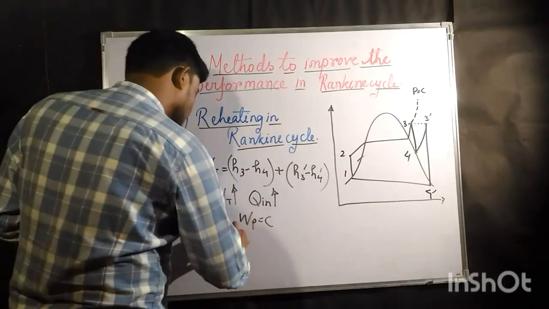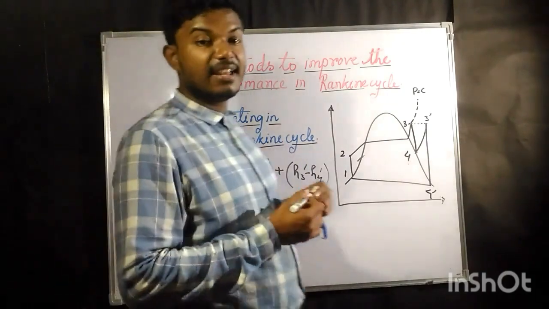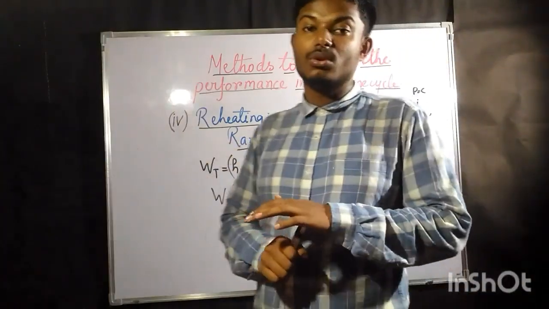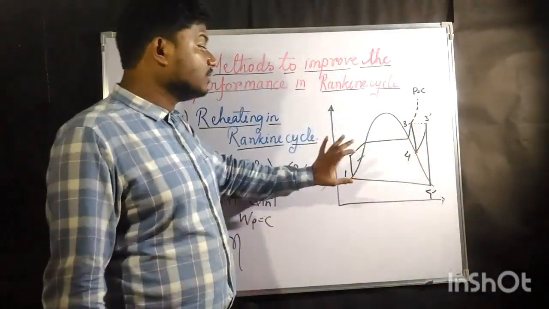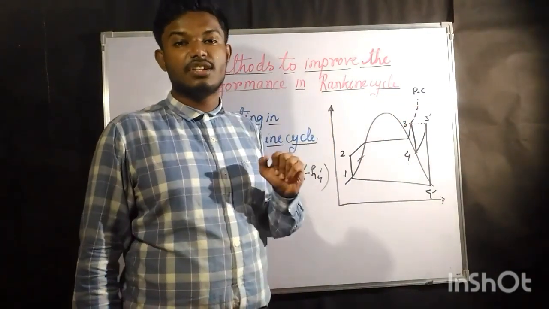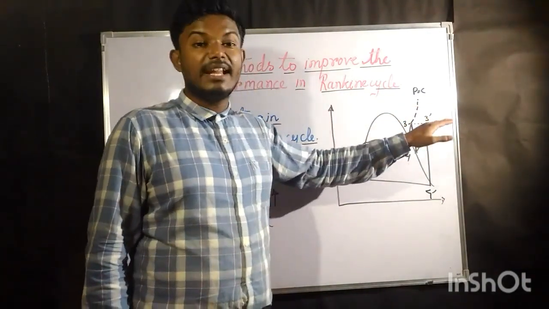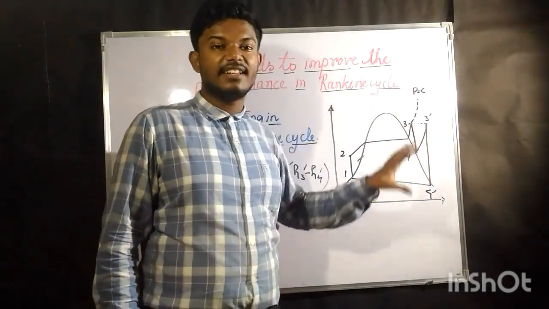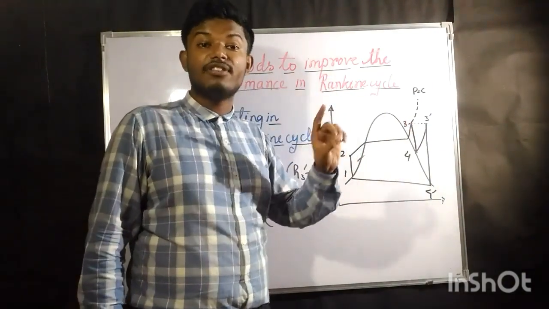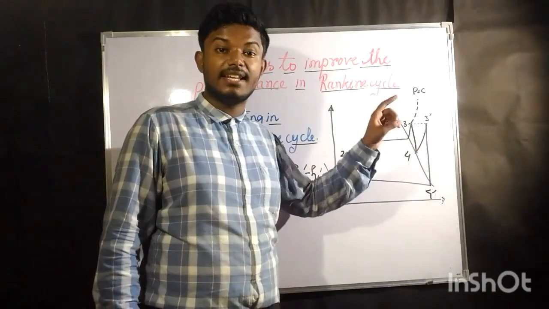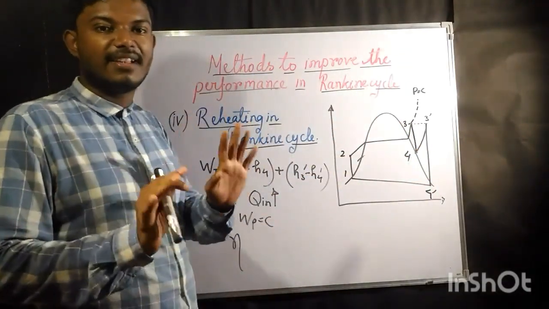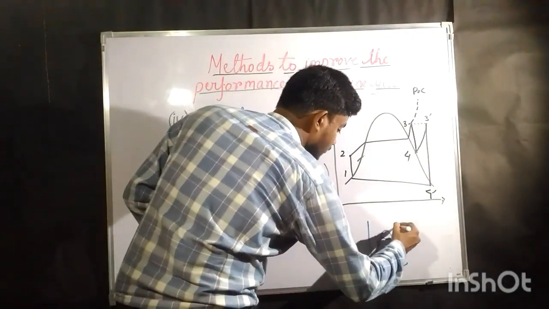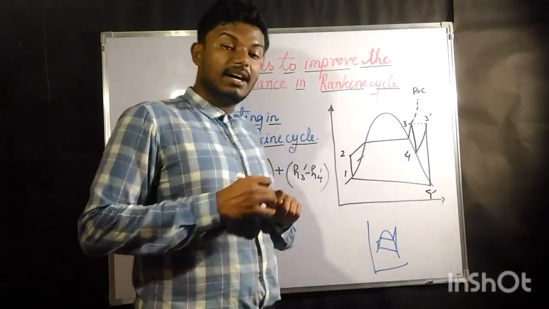Now coming to the efficiency, it is hard to tell whether the efficiency is going to increase or not, because we do not know where the mean temperature of heat addition would be. If the conditions are given, then we will know. In the given conditions, we check whether the mean temperature of heat addition is greater than in the normal Rankine cycle.